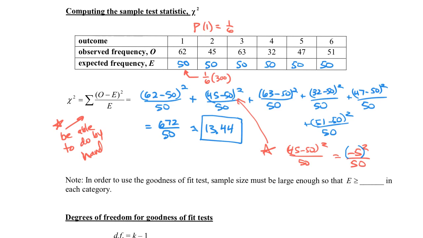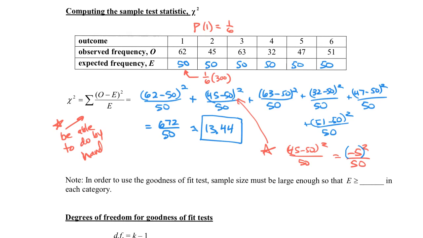So what you can do is, as you're doing this, just don't even pay attention to the negative. It's going to be squared anyway. So 45 minus 50, just put 5 squared, right? That way you don't have to add all the parentheses in or worry about negatives. So just be careful about that.